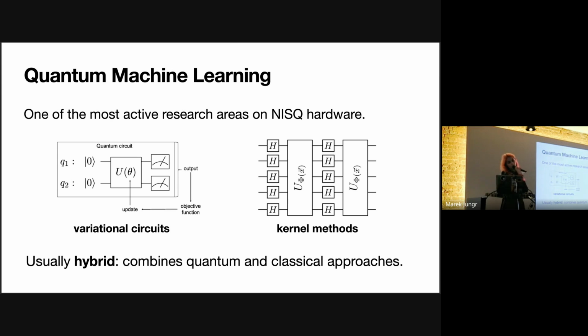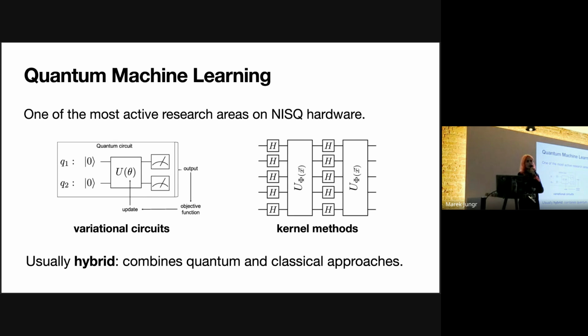And in quantum machine learning, there are two main groups of algorithms. One of them is called variational circuits, and the second one is kernel methods. I'm going to mainly focus on kernel methods, but I'm mentioning both of them. So let me quickly explain what variational circuits do.